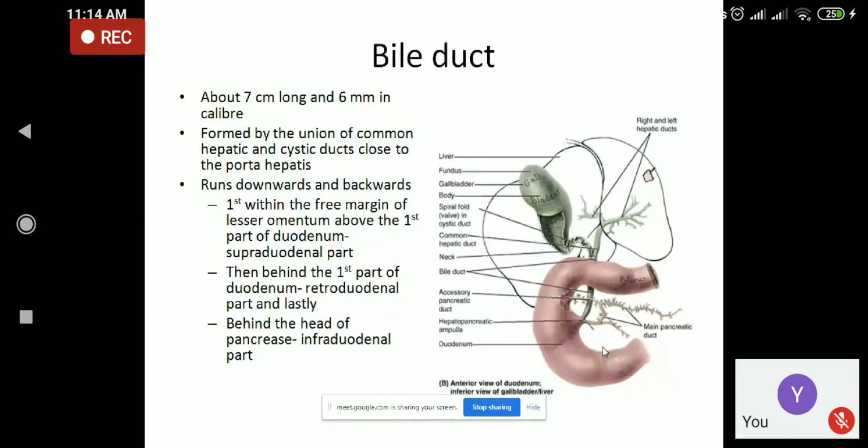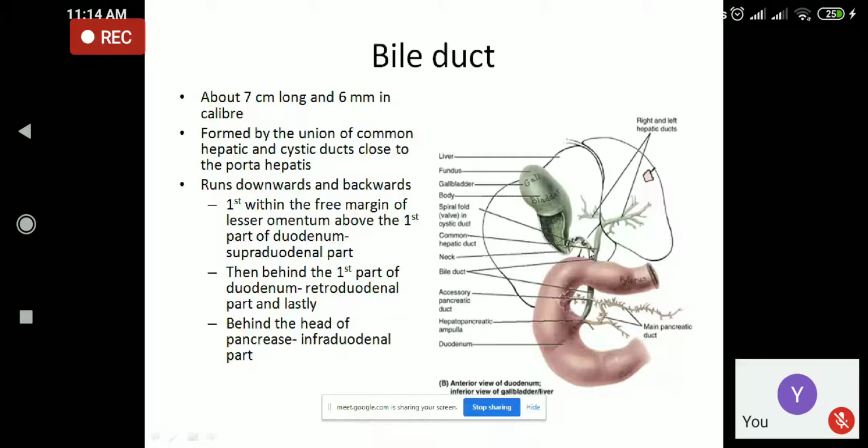Now we're talking about the bile duct. So look at here, this is the bile duct. It is 7 centimeter in length and 6 millimeter in calibre. It is formed by the union of the common hepatic and cystic duct close to the porta hepatis. So it runs downward, backward, within the free margin of the lesser omentum, that is above the first part of the duodenum. So look at here, this C-shaped structure, this is the first part of the duodenum, this is the second part, and this is the third part.